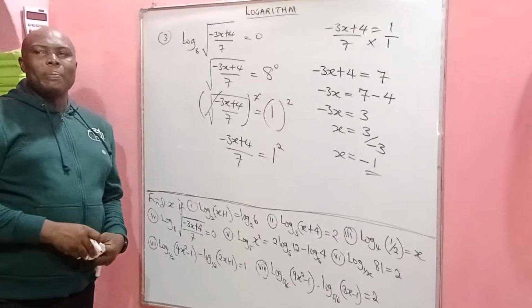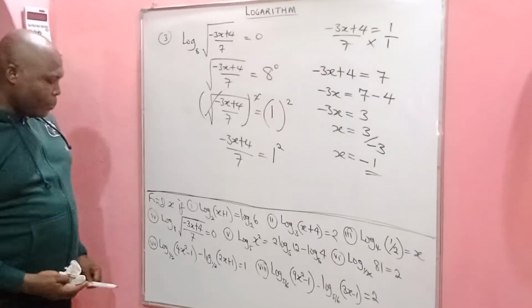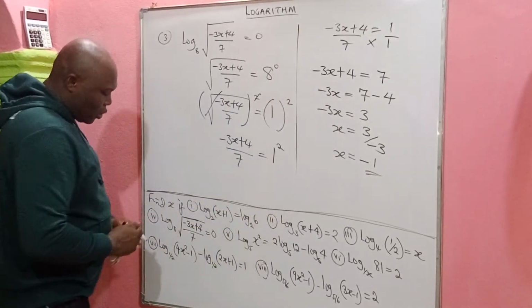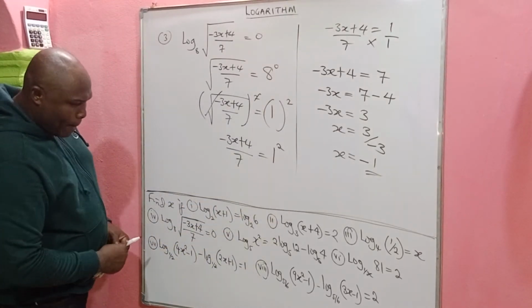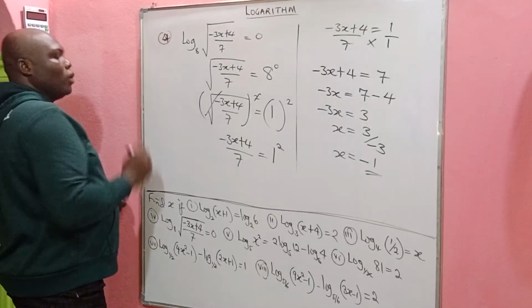So no matter how complicated it looks, just apply any of those laws of log or indices and you should be able to solve it. Let's go straight to the next one. That was number 4, so we are going straight to number 5.